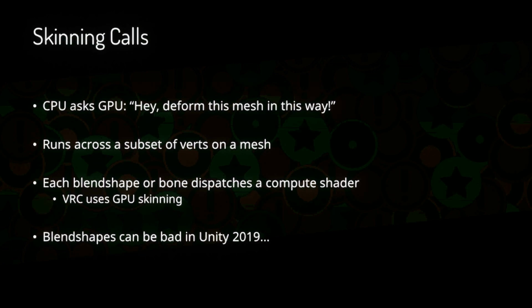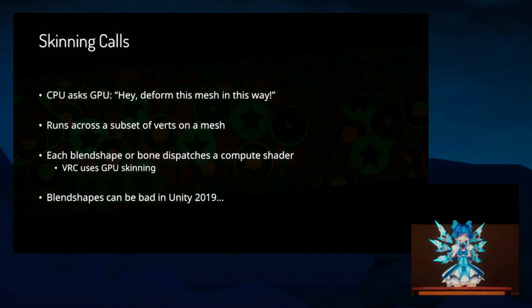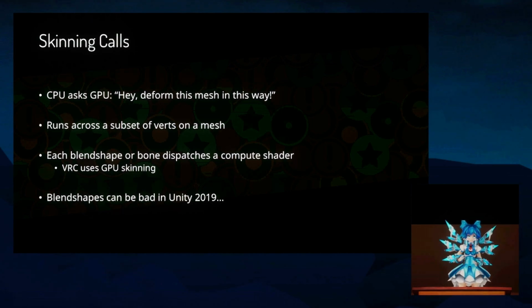Moving on, I've mentioned skinning calls a couple of times. This is where the CPU asks the graphics card, hey, please deform this mesh. It's run across the subset of verts on a mesh that are affected by whatever skinning is done. Each blend shape or bone dispatches a compute shader, and because VRChat uses GPU skinning here.